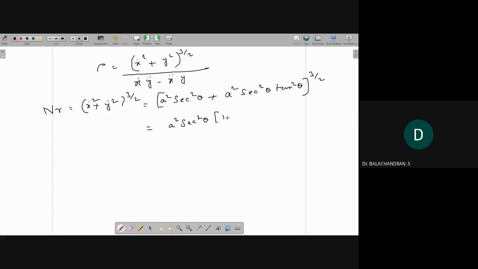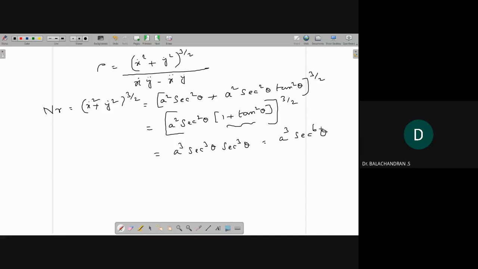So 1 plus tan square theta, whole power 3 by 2. This is equal to a square, whole power 3 by 2, is a cube. Secant square theta, whole power 3 by 2, is secant cube theta. One plus tan square theta is secant square theta. So you get a cube into secant power 6.